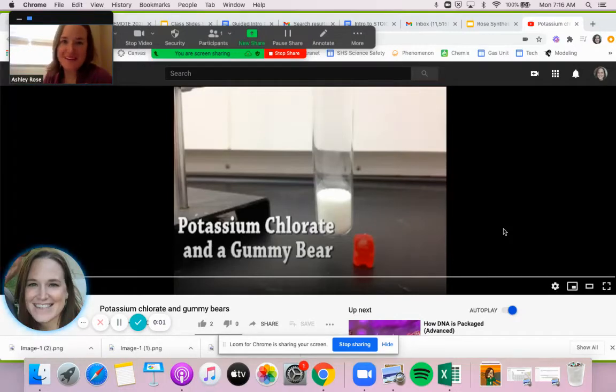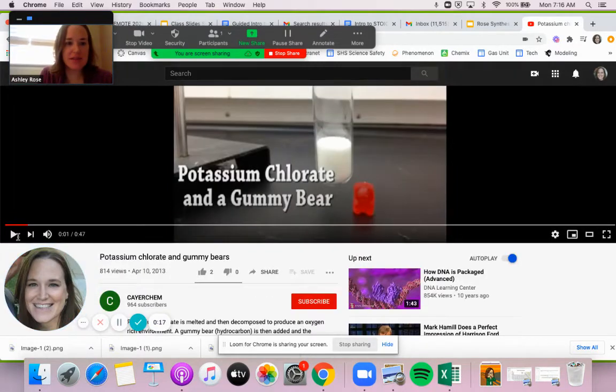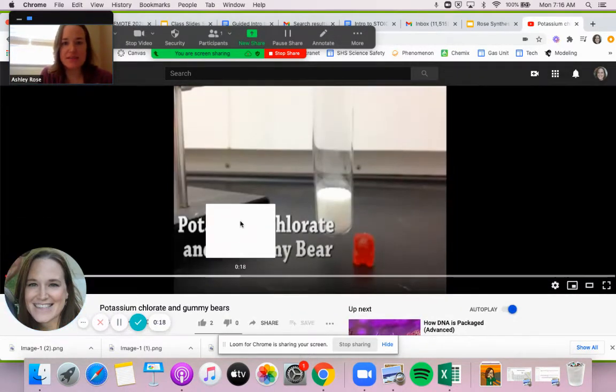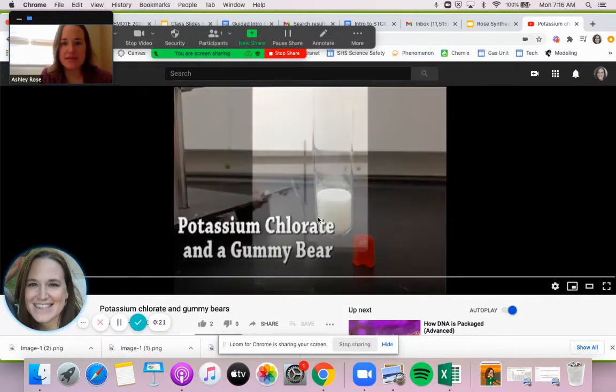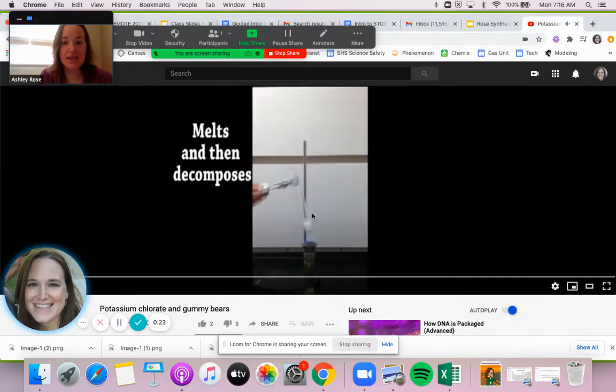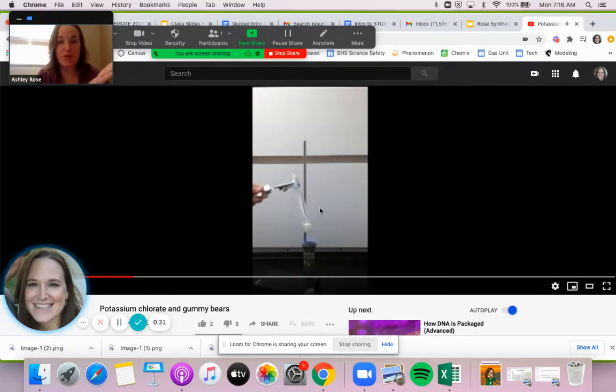All right, hello everybody. Today we're going to observe a decomposition reaction with potassium chlorate, and then we're going to see a little secondary reaction as well that is created from the products of this reaction. So we are going to observe the decomposition of potassium chlorate. That's the white substance here in this test tube. When it is heated, it will become molten, and then it will actually decompose into potassium chloride and also oxygen gas.